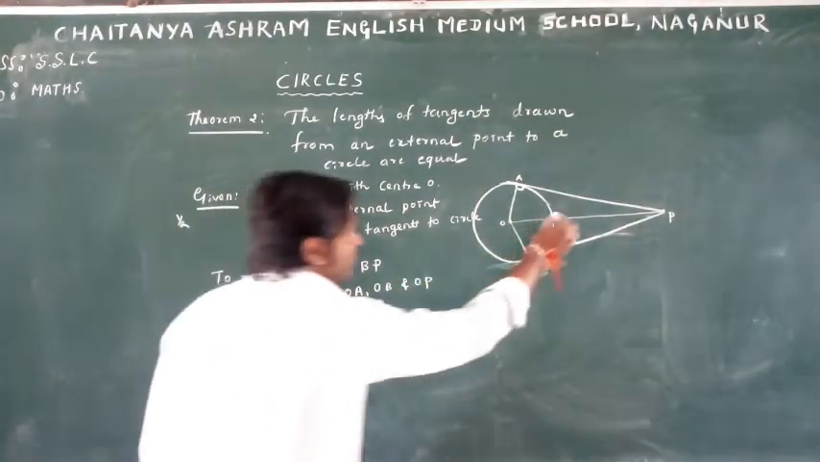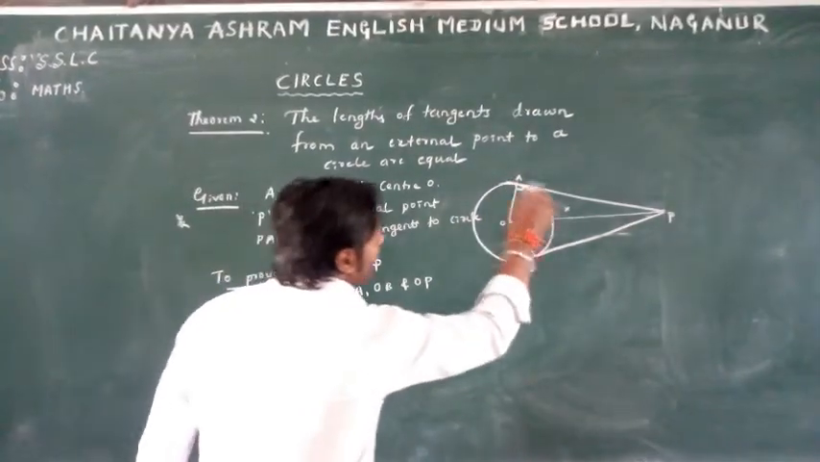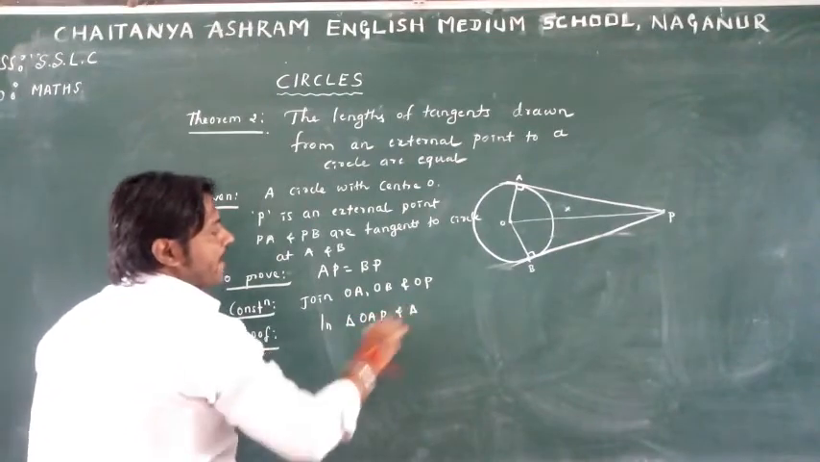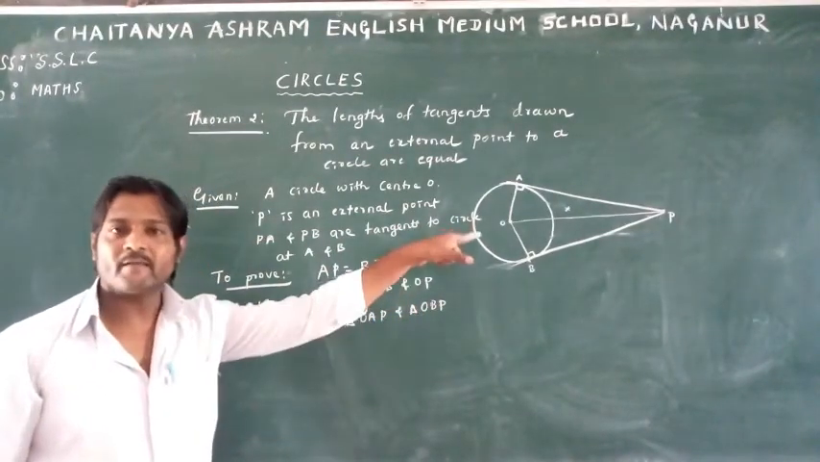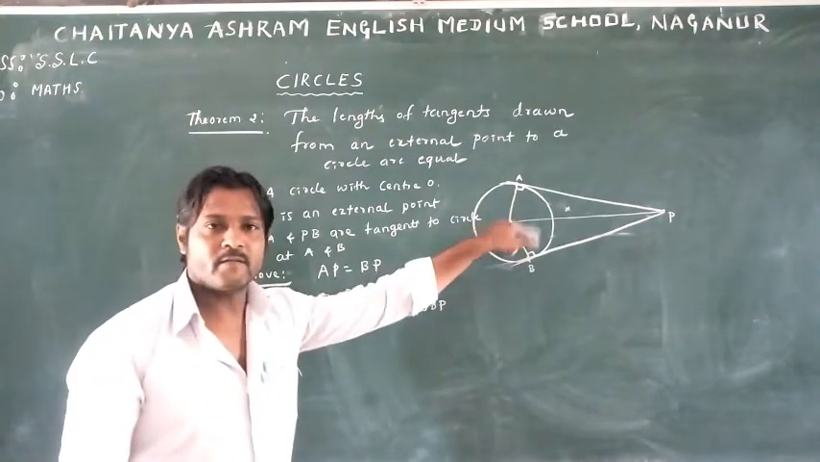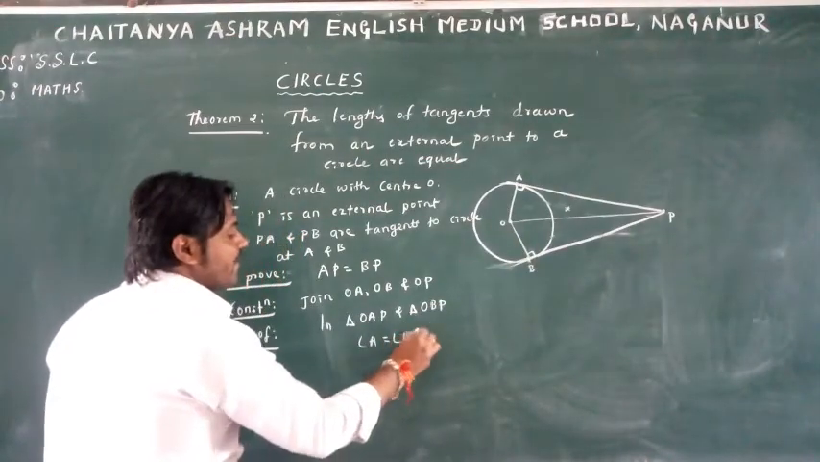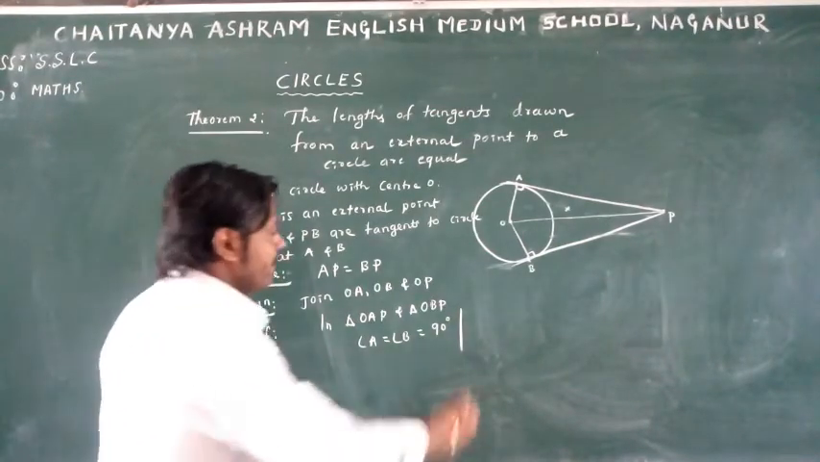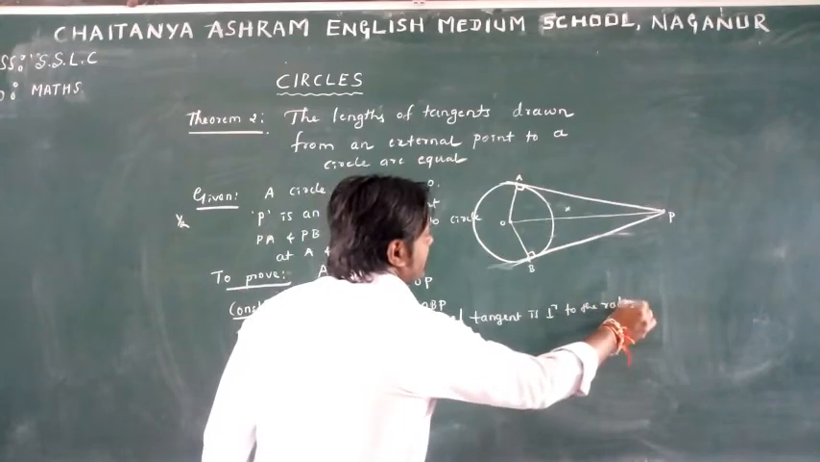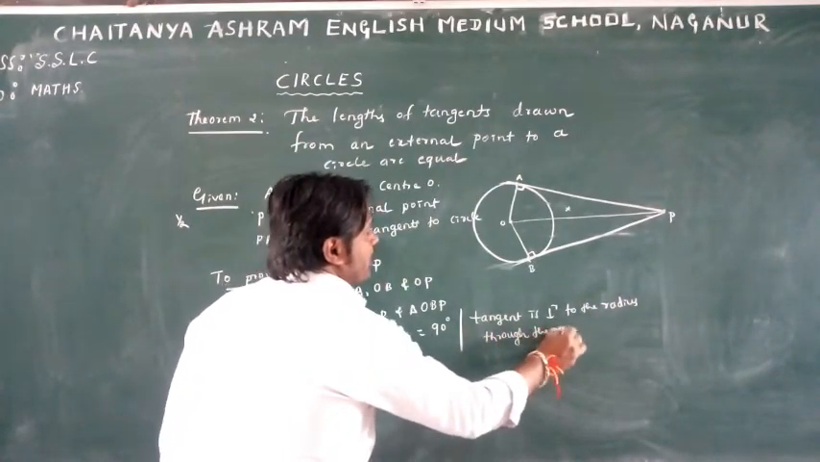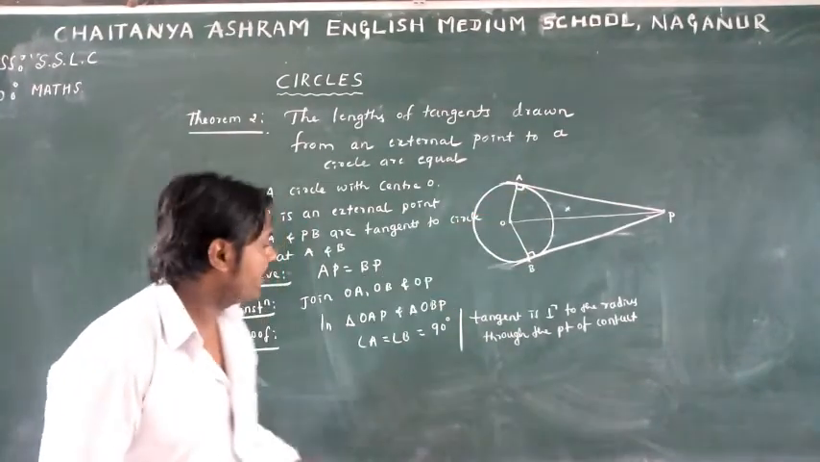Observe. Compare these two triangles. In triangle OAP and triangle OBP, identify these two triangles in the figure. In this triangle, angle A is equal to angle B of this triangle, each equal to 90 degrees. Why? This is because a tangent is perpendicular to the radius through the point of contact. That is why this is 90, and this is also 90.